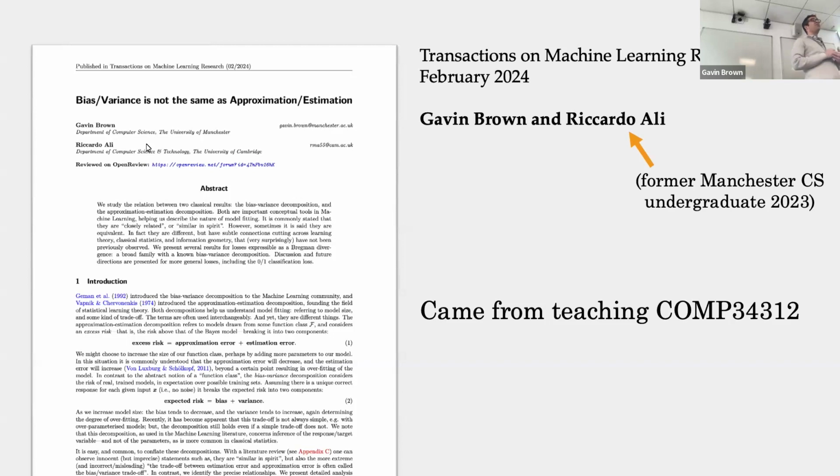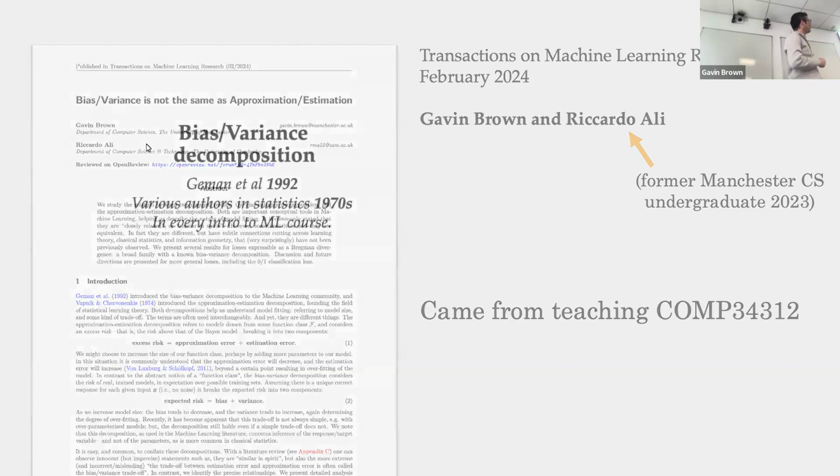Basically, about 18 months ago, I was teaching this third-year machine learning module that we have, on aspects of theory in machine learning. I thought, I should probably teach this topic, bias variance, because everyone needs to know that. And I thought, I should probably teach generalization bounds. So that means I need to teach the other topic, approximation, estimation. And then I suddenly thought, well, what's the connection between the two? And I couldn't figure it out. So hence this paper came about.